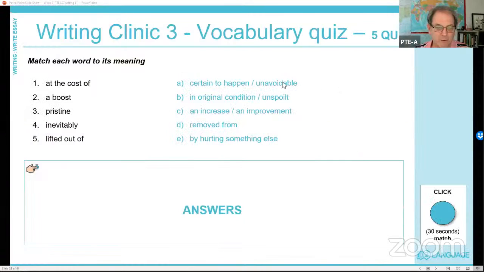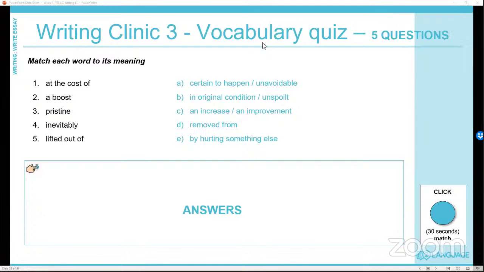All right, here we go. Ready for a quick quiz? Write the number down the left-hand side and match it to the letter on the right. Do the ones you know first. See you in 30 seconds.